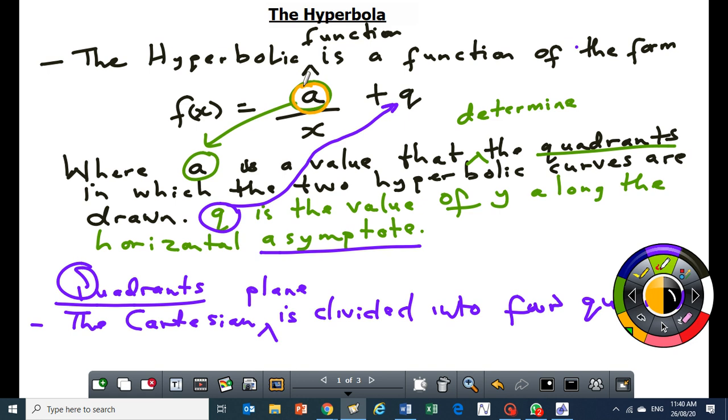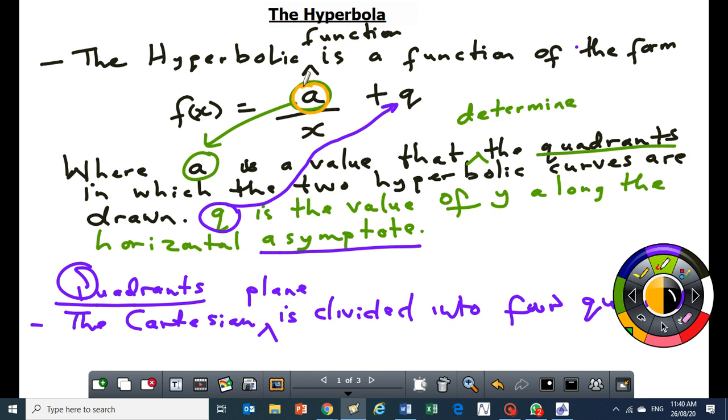So far you've only dealt with graphs that are drawn as ones only. Now the hyperbola, you draw the graphs as in twos. So you draw two curves, but it is called the same graph. So this a tells you in which position in terms of the quadrants. Don't worry, I'll tell you what quadrants are.